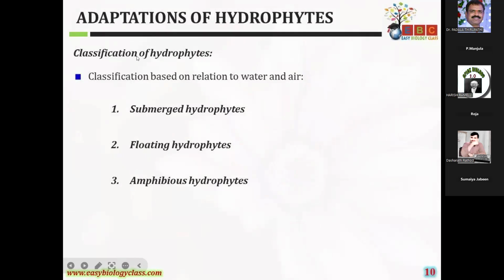So here the hydrophytes are classified into three types, mainly based on the relation between water and air. First one is the submerged hydrophyte; submerged hydrophytes are present inside the water. Floating hydrophytes can float on the surface of the water. And amphibious ones may be submerged or floating, or somewhat on land; they can also grow near the water bodies.